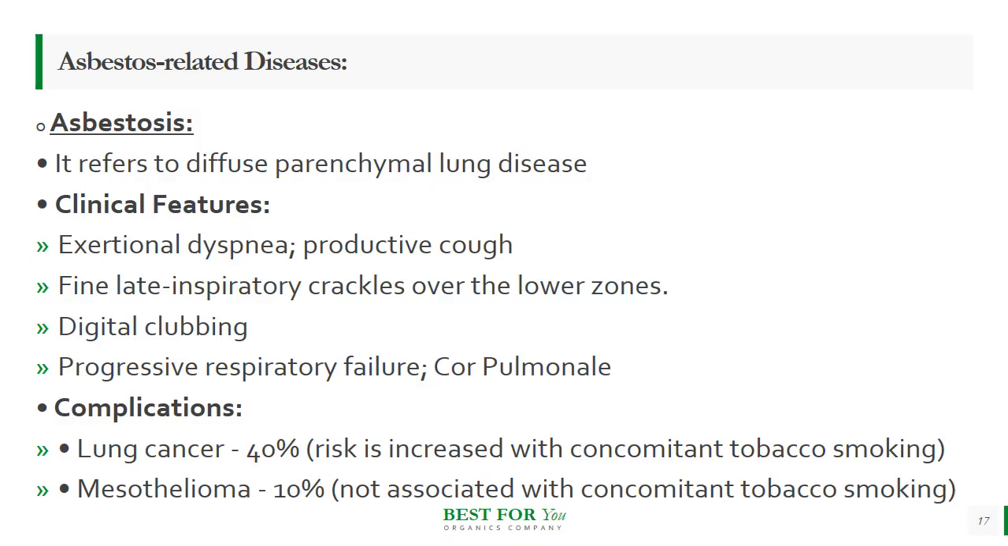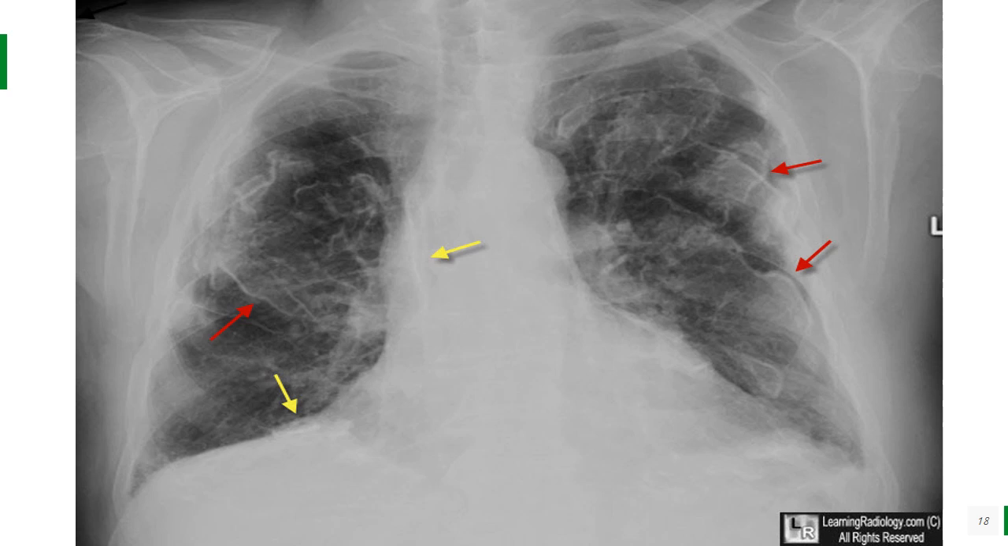So another asbestos-related disease is asbestosis, and it refers to diffuse parenchymal lung disease. So the whole lung parenchyma will be involved, and it may present with exertional dyspnea and productive cough, fine late inspiratory crackles over the lower zones, digital clubbing, and progressive respiratory failure and right-sided heart failure may occur. And the complications include lung cancer, risk will be 40%, and it's increased with concomitant tobacco smoking. And there will be 10% risk of mesothelioma, which is not associated with concomitant tobacco smoking. This is the picture of asbestosis, and it's showing parenchymal involvement.